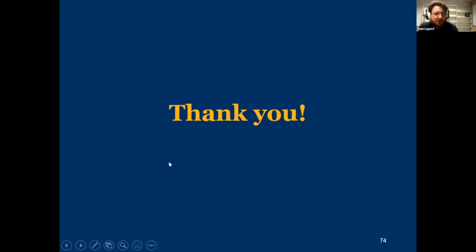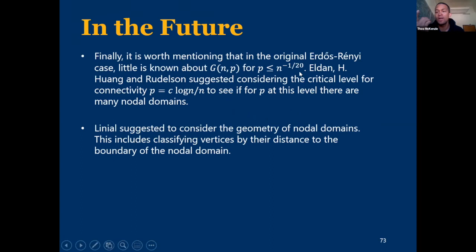Yeah, that's a really good question. I ran out of time, so I couldn't really talk about this, but it has been suggested by Aldous, Han Huang, and Mark Rudelson that if I take p to be small enough, then there could be many nodal domains in this regime. The thing about this regime, C log n over n, is that it is exactly the critical level for connectivity. This means that this is exactly when we're going to see sparse components. The other point is that if my degree is large enough, then a random regular graph and a random Erdős–Rényi graph will look almost the same.